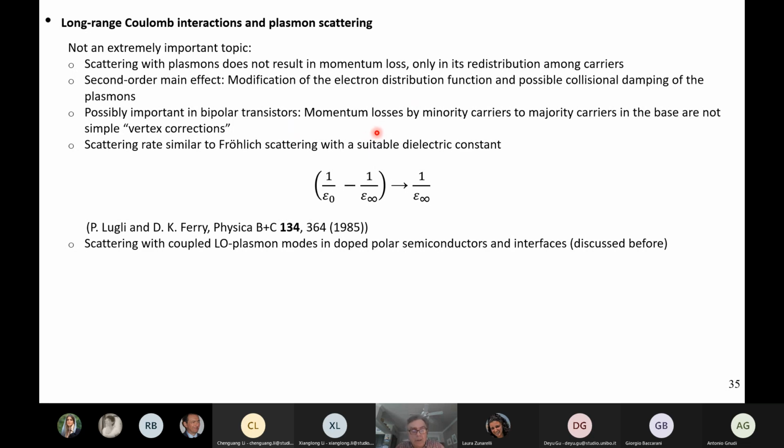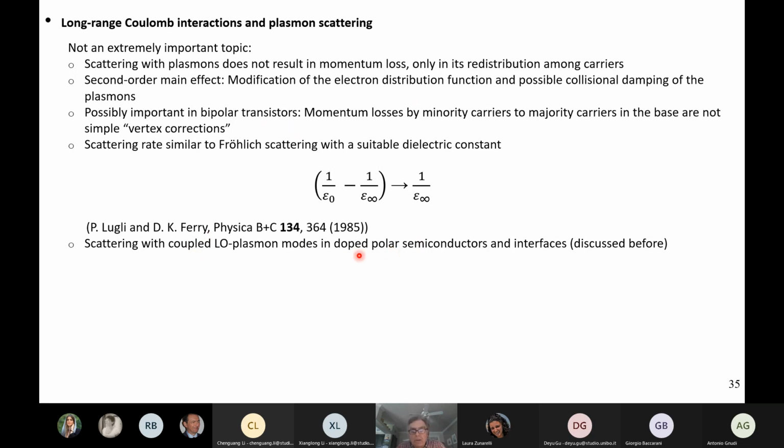You remember those calculations that we did of the potential associated with one plasmon, except that, dealing with the Fröhlich interaction, you wanted to isolate the component of the dielectric response due to the longitudinal optical phonon only. So we introduced this dielectric constant and calculated the scattering rate. For plasmons, you get exactly the same expression, identical, except that this Fröhlich factor is now replaced by 1 over epsilon infinity, if you want, the valence band dielectric response. And this was calculated, for example, by Paolo Lugli and Dave Ferry some years ago. Boy, we're getting old, 1985. Okay.